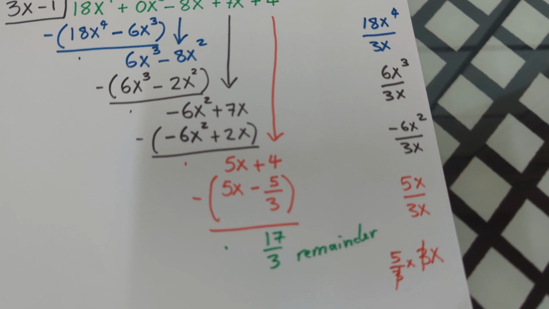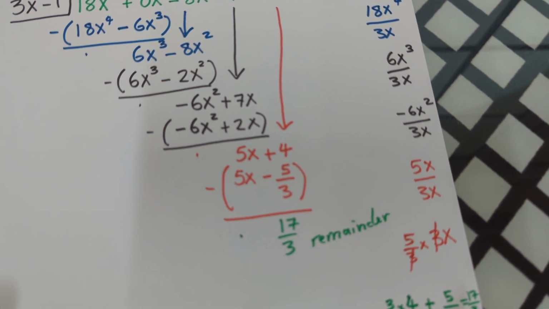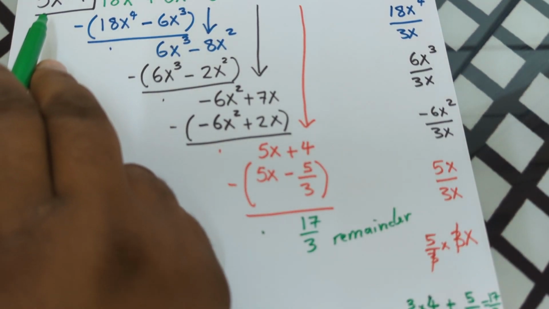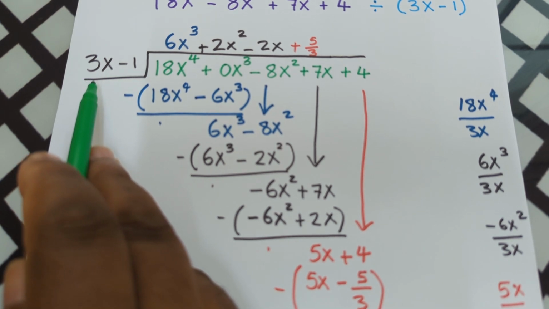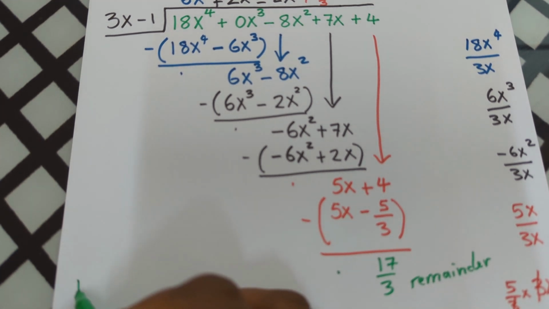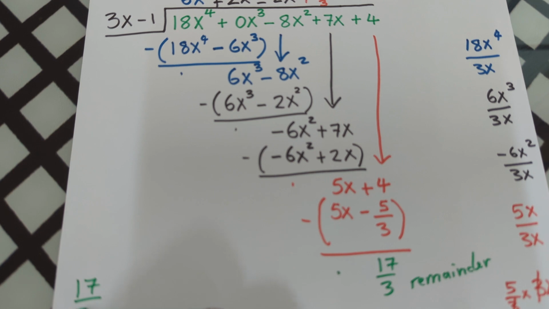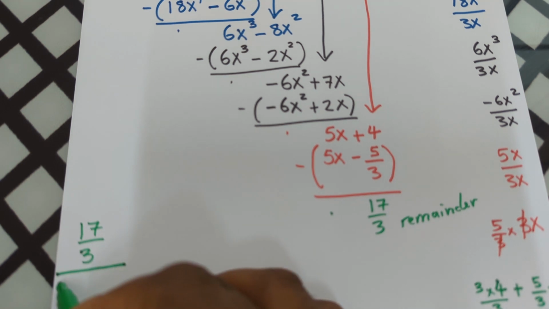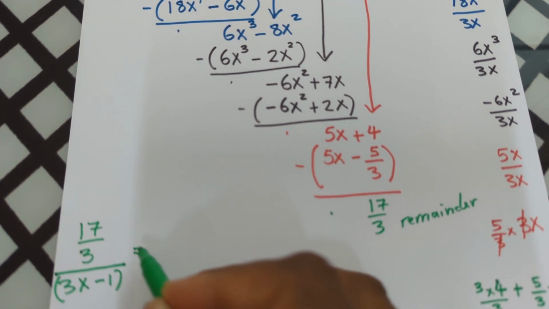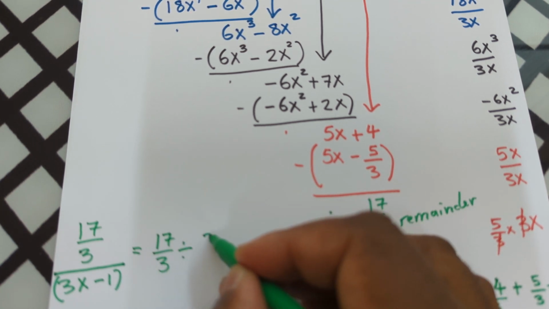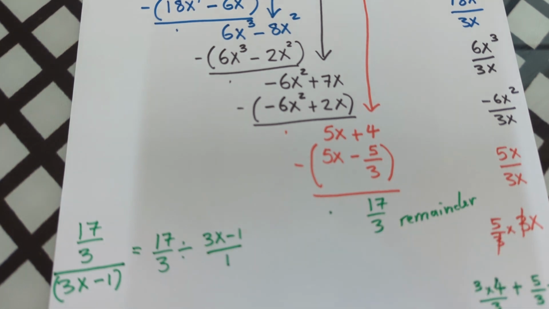Now let's write our final answer. But before we do that, we know that our remainder will be divided by the divisor, which was 3x minus 1. So let's simplify that first before we write our final answer. So let's take our remainder of 17 by 3, and we know this remainder is to be divided by 3x minus 1. And let's simplify this part first. So 17 by 3 being divided by 3x minus 1 over 1.